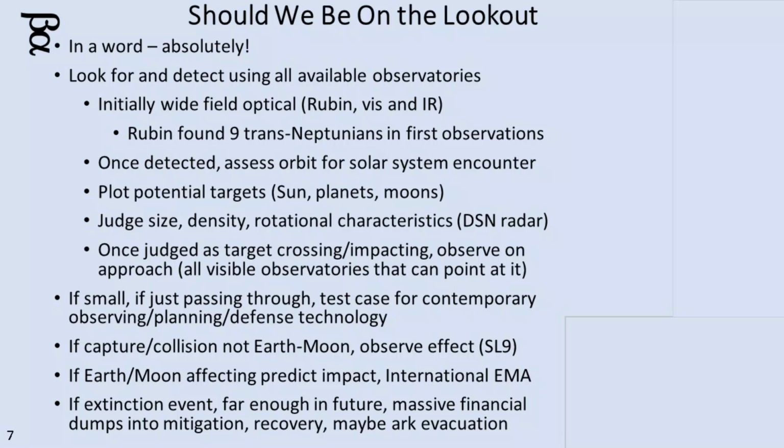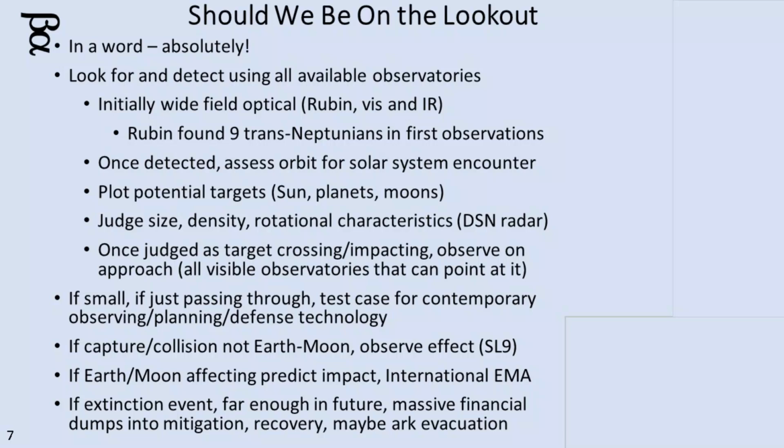So once you detect something moving, then you assess its orbit to see, is it going to encounter the solar system? If it's moving in a hyperbolic or straight line course, it's probably not going to encounter the solar system at all. If it's moving with a little bit of curve to it, it could be hyperbolic around the sun.